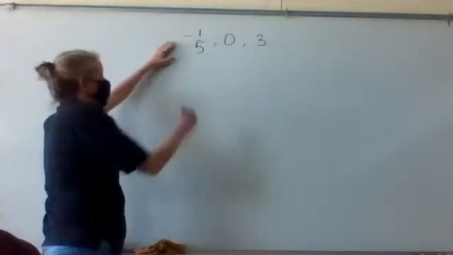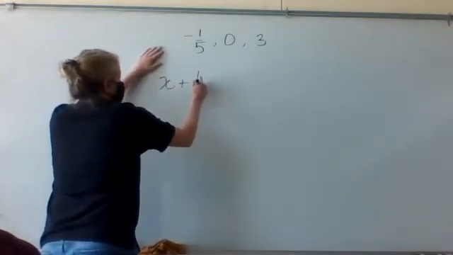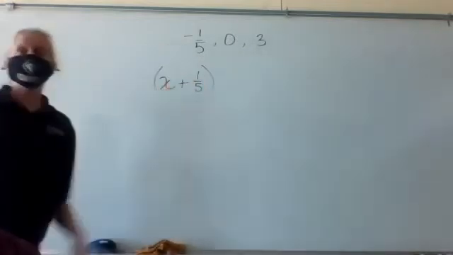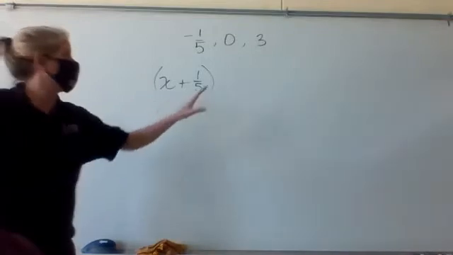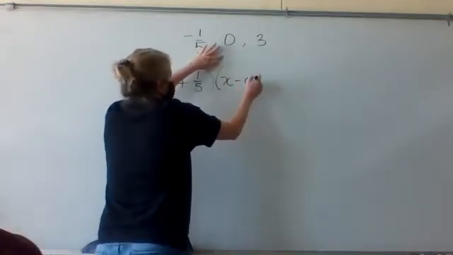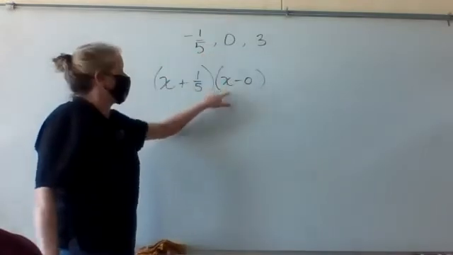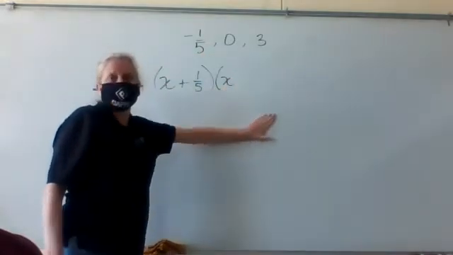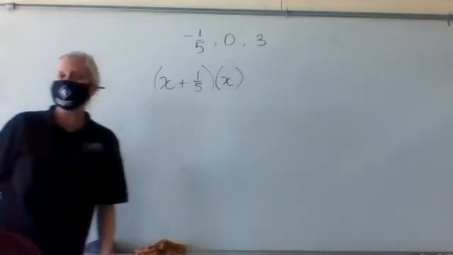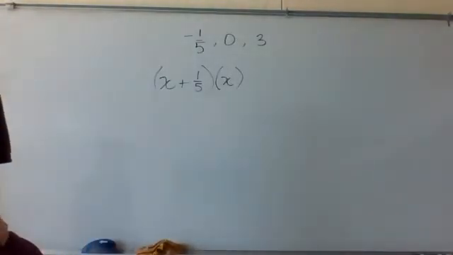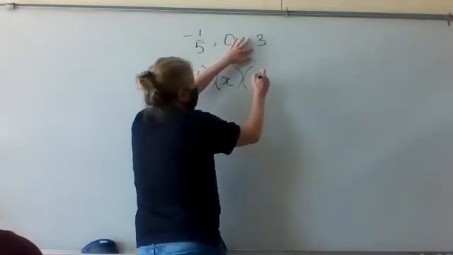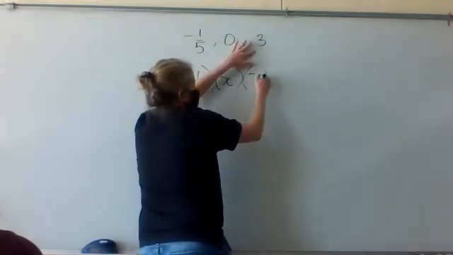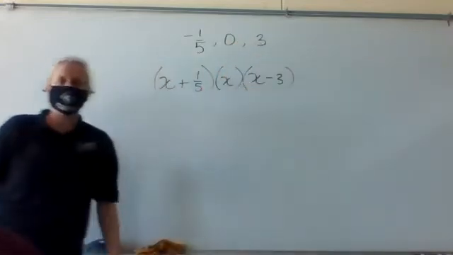So if my 0 is -1/5, that means it came from x plus 1/5. When your 0 is 0, that means it just came from x. You could think of it as coming from x minus 0, but x minus 0 is just the same thing as coming from x, right? X minus 0 is x. So when your 0 is 0, its factor is just an x. And then the last one's factor, since its 0 is 3, that means it came from x minus 3.